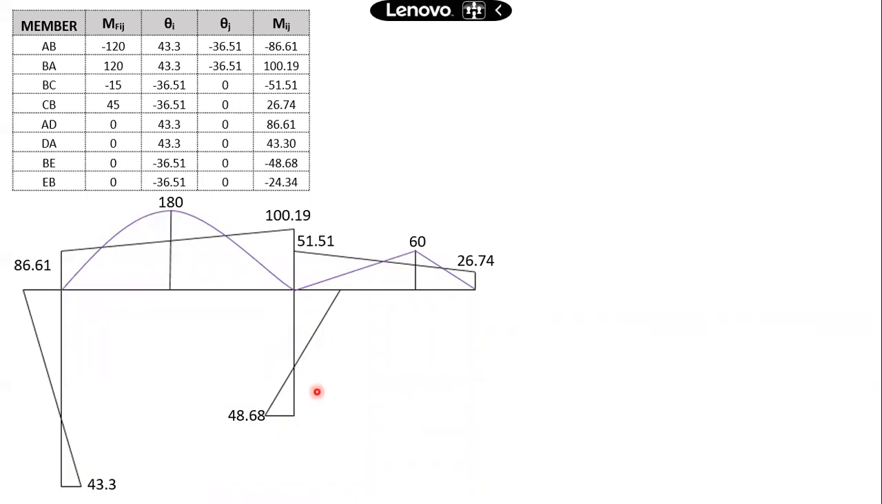Same for this. Also check: you can observe MAB plus MAD should come out to 0, minus 86.61 plus 86.61 at this joint, so it comes out to 0. BA plus BC plus BE should be 0. So when you add these values, minus 51, minus 48, nearly it is coming out 99, so almost 0 here. At joint B also, that should be the check for you. So that is the plotting of the bending moment diagram.